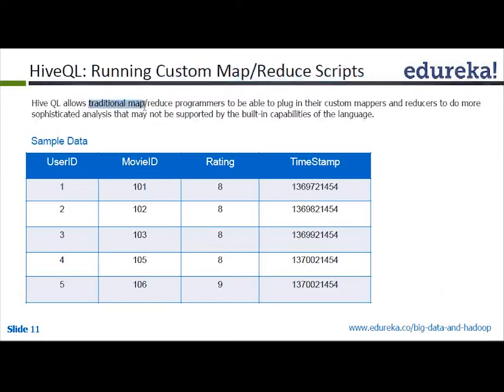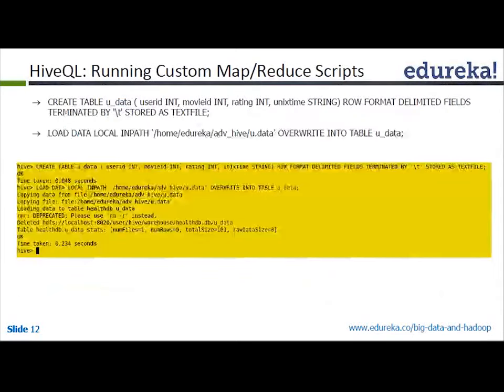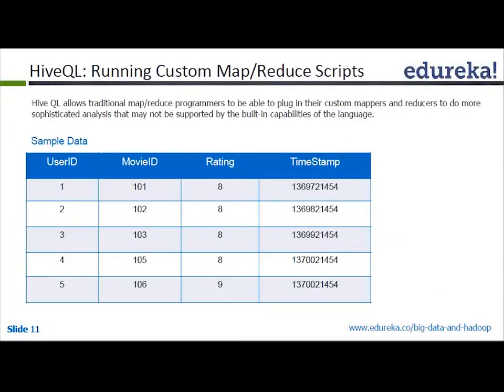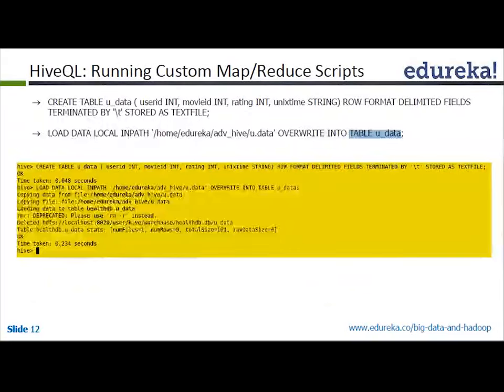Okay, so we are going to use our custom Mapreduce code to do some analysis. Have a look at this. So what do I do? I first create a table with user ID, movie ID, rating, and Unix timestamp. Then I will load the data from a file called u.data into the table udata. That is nothing but this user ID, movie ID, rating, and the timestamp. These values are what I'm loading into the table, friend.